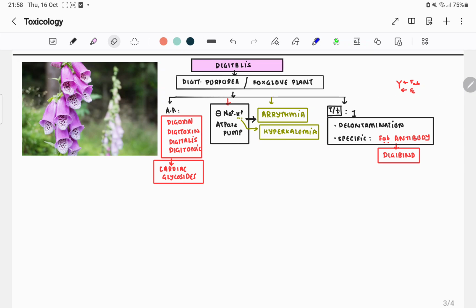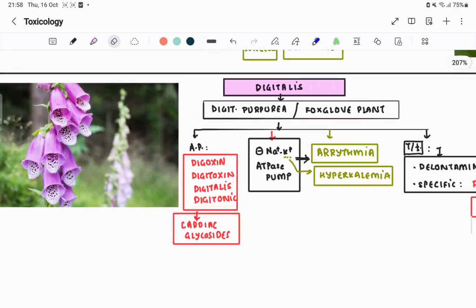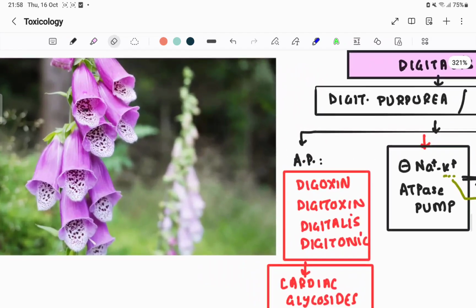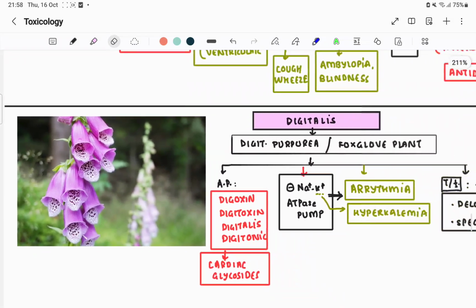This completes our small part; you have to know a little bit about this. Let me show you the plant. You can see it's a beautiful plant, but if it is eaten then it's dangerous. So this you have to understand and read.